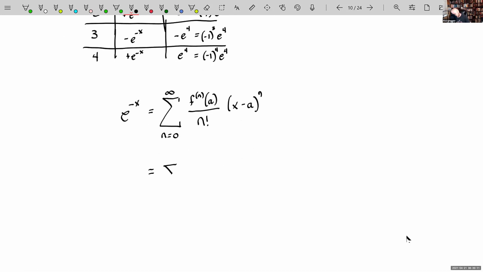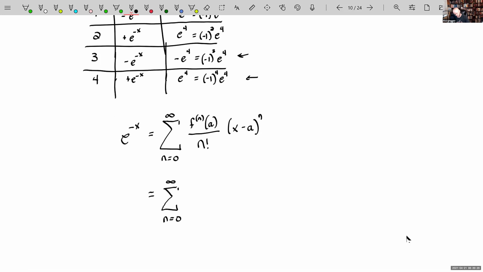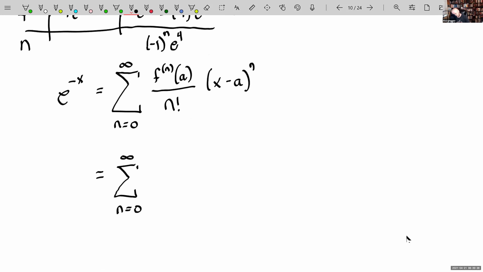This is going to equal summation n equals 0 to infinity. We can see, for example, the fourth derivative is negative 1 to the fourth, e to the fourth. The third derivative is negative 1 to the third, e to the fourth, and so on and so forth. So the nth derivative must be negative 1 to the nth, e to the fourth. So that's what I'm going to put in here. The nth derivative is going to be negative 1 to the nth, e to the fourth power, all over n factorial, times the quantity x minus the center. Center is at negative 4, so it's x minus negative 4 or x plus 4 to the nth.